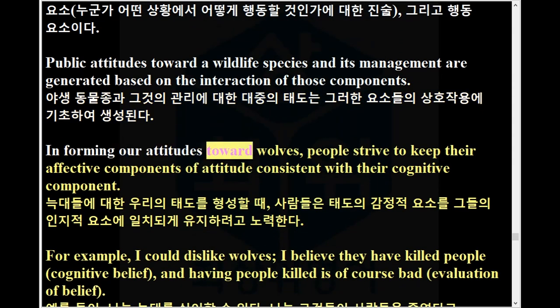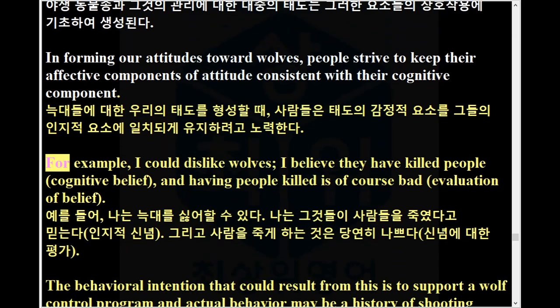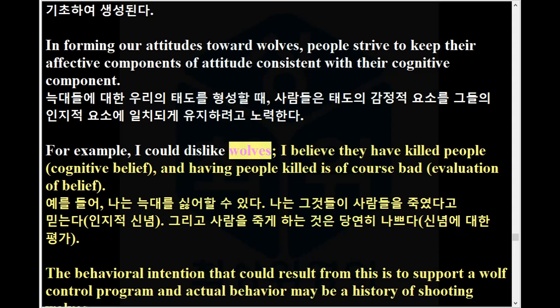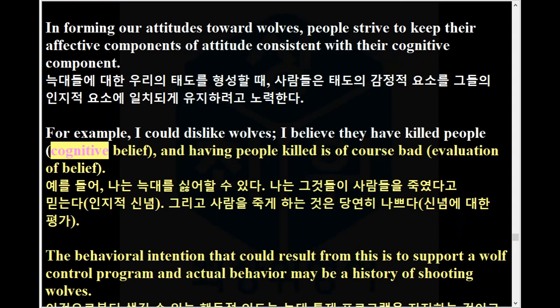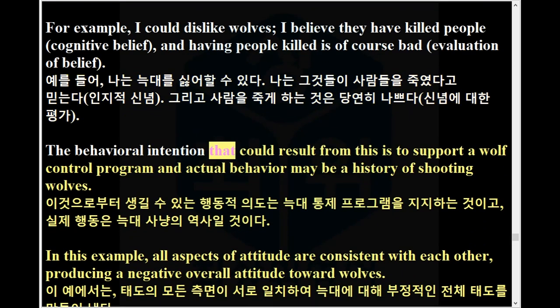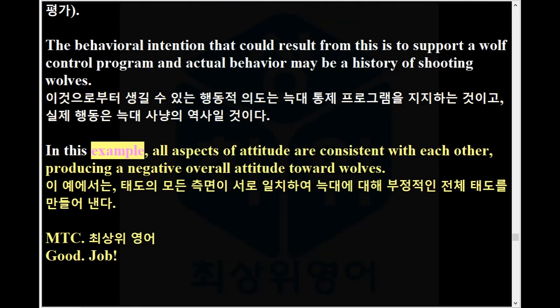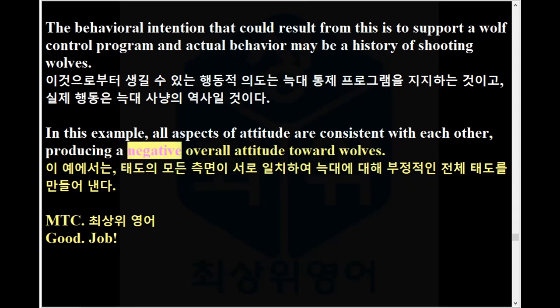In forming our attitudes toward wolves, people strive to keep their affective components of attitude consistent with their cognitive component. For example, I could dislike wolves, I believe they have killed people, cognitive belief, and having people killed is of course bad, evaluation of belief. The behavioral intention that could result from this is to support a wolf control program, and actual behavior may be a history of shooting wolves. In this example, all aspects of attitude are consistent with each other, producing a negative overall attitude toward wolves.